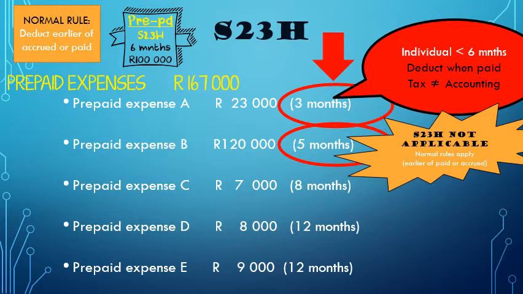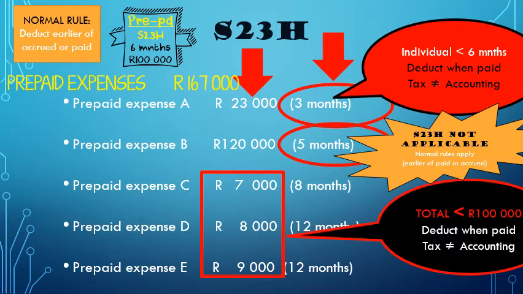Next, we have to look at the remaining prepaid expenses, but now we look at the total. Now we look at the rand amounts. For the first part of Section 23H, regardless of what the rand amount was, as long as the expense accrued within 6 months after the reporting period, we could deduct it for tax purposes when it is paid. However, for the second part of Section 23H, we have to look at the total of the remaining prepaid expenses. And if this total is less than 100,000, then Section 23H still does not apply, and we can deduct it when it is paid.